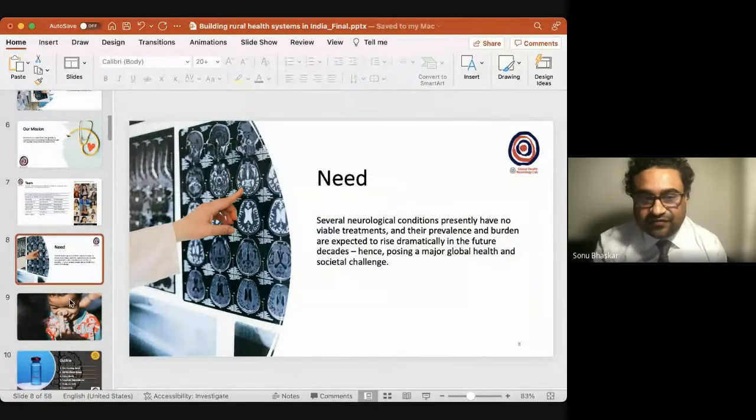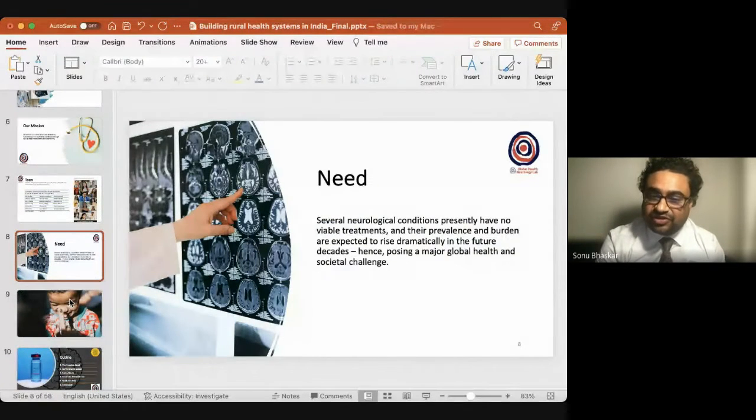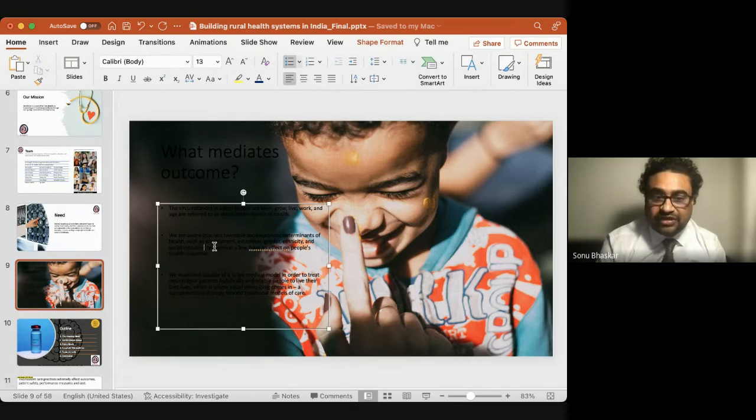Now, what is the need for what we do? As you know, several neurological conditions presently have no viable treatment, and their prevalence and burden are dramatically increasing, not just in the developed world but also in developing countries. They pose a major global health and societal challenge. Specifically in India, we are seeing increasing rates of stroke and other vascular conditions. More so, the treatment and management of these diseases have been fundamentally challenging in low resource settings. So there is a huge imperative to work towards parity in global health and neurology in particular.